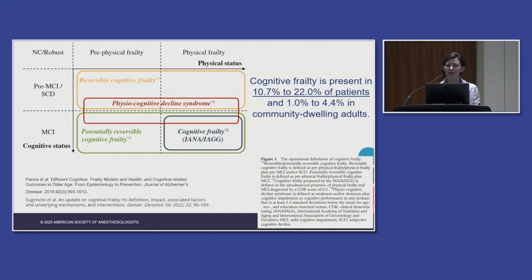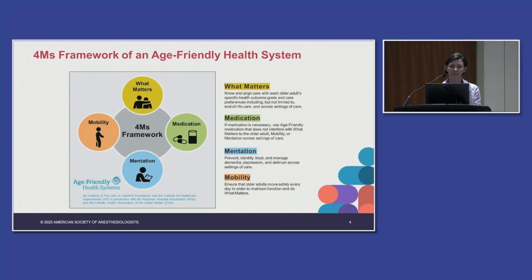Out in the community, somewhere around 1 to 5% or so of community-dwelling adults are walking around like this. And then when they come into our setting where we're taking care of them, that increases significantly. So we need to be aware of the fact that frailty is not just a physical piece of how we evaluate or characterize patients, but there are also cognitive components to that as well.